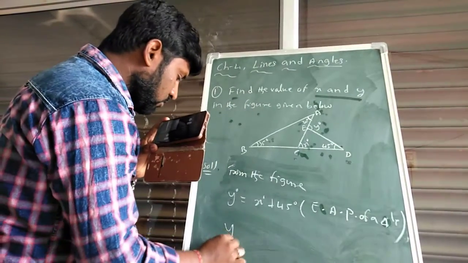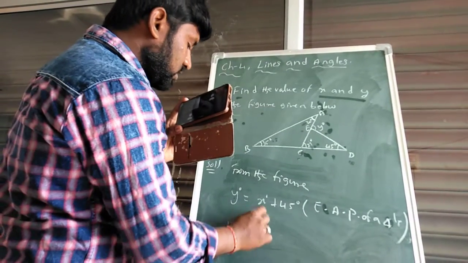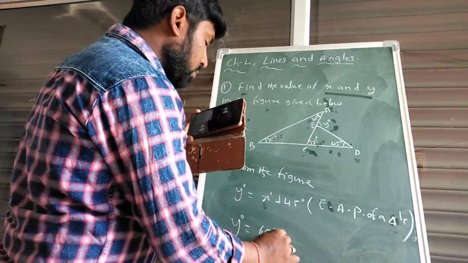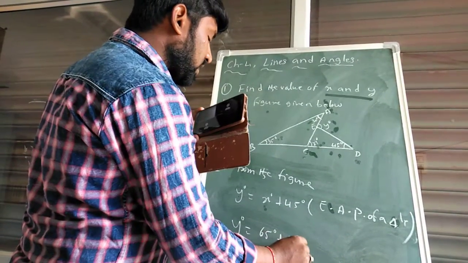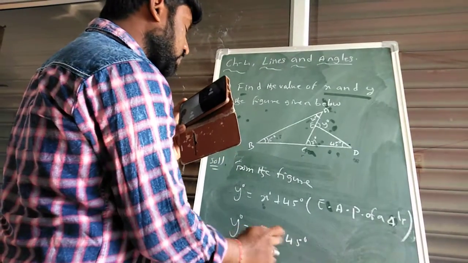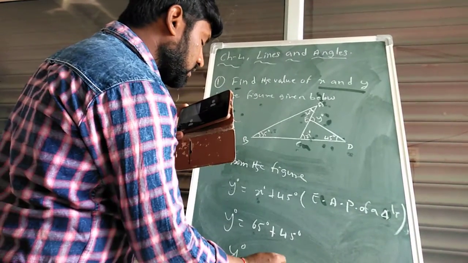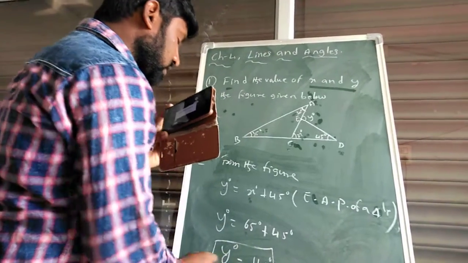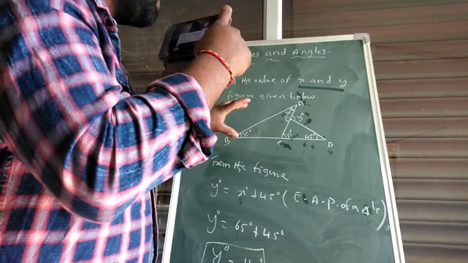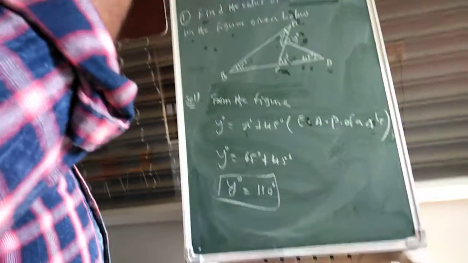Now y degrees is equal to x degrees plus 45, and we just got x degrees as 65 degrees. So y degrees is equal to 65 plus 45, that is 110 degrees. So like this we find the values from the figures.